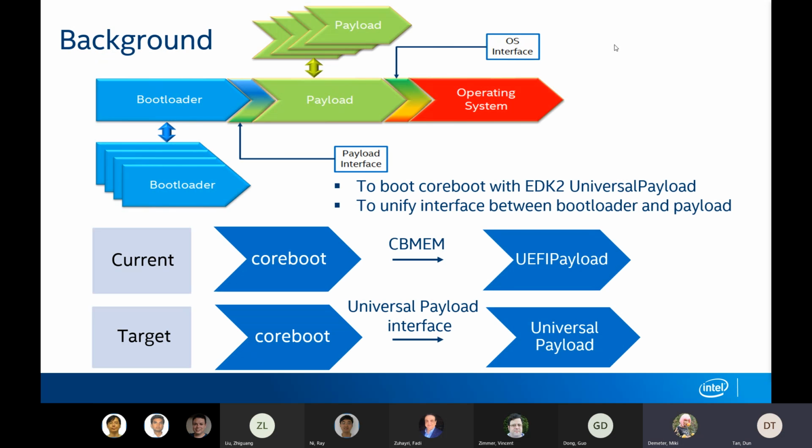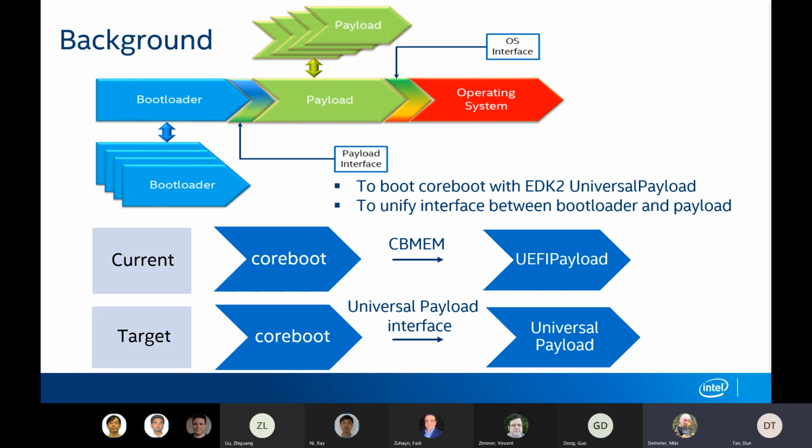The goal of this project is to boot Cobalt with EDK2 universal payload through universal payload interface. The current situation is that we can already boot Cobalt with EDK2 UEFI payload with CBMEM. However, universal payload can only consume the universal payload interface, which is specified as HOB now. It can be SBL or something else in the future.